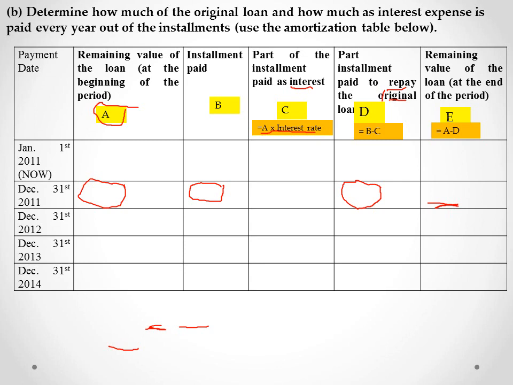As you can see, you have a table that contains 5 columns. In the first column, you're going to write down the date. The second column, the value of the loan at the beginning of the year. Then the amount of the installment paid in column B. In column C, how much will be paid as interest. And the next column, how much will be paid to repay the original loan. And then the value of the loan remaining at the end of the period.